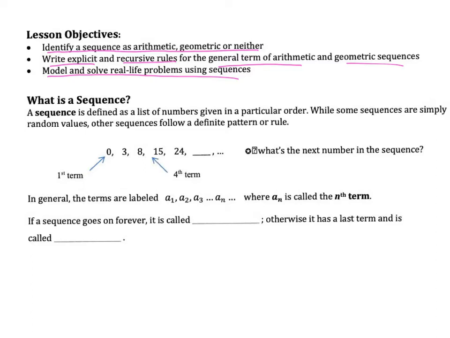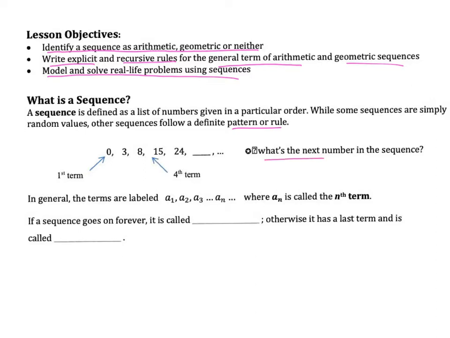So first of all, what is a sequence? Well, a sequence is a list of numbers that has some kind of pattern or rule, right? So you're looking for a pattern in those numbers. Are they in a particular order? What's going on? Or are they just random values?